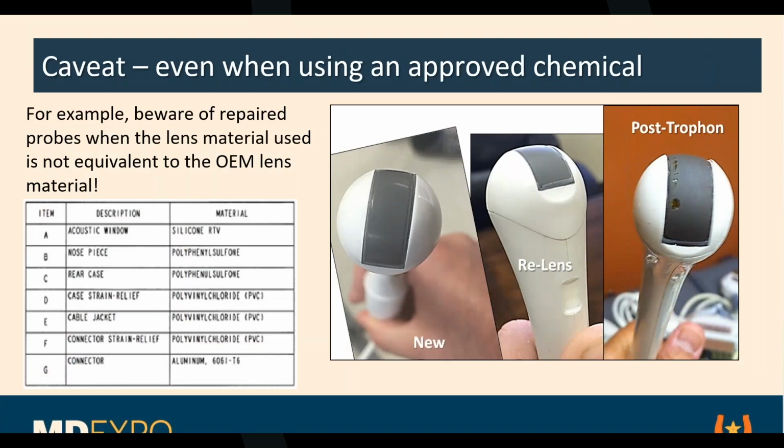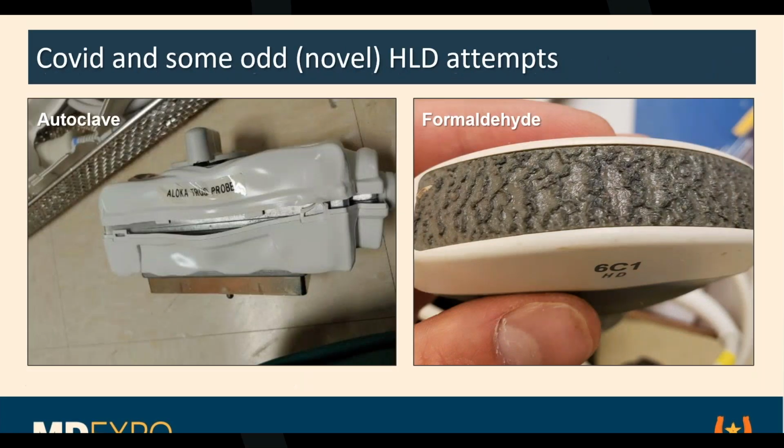So like I was saying though, even if you're using an approved chemical, if they're not using the right materials or the right protocol, then that's what happens. So some during COVID even put the probes into an autoclave. Did it kill the bugs? Absolutely. It killed everything that was inside there a couple of times over, but unfortunately it killed the probe too.